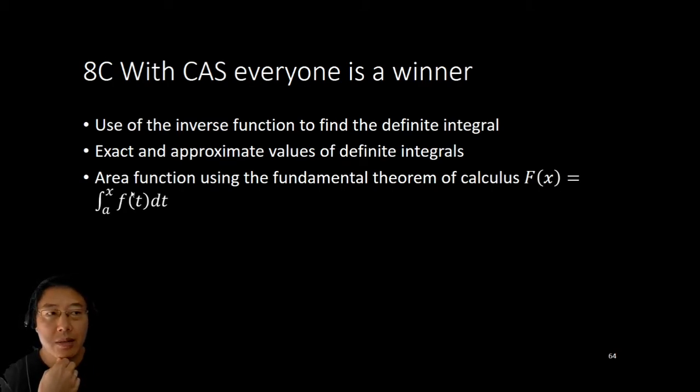With the CAS, most of the time you will get an exact value. If not, then you end up with just an approximate. You can also define an area function, so capital F in terms of x, and that x variable is the upper boundary. And when you anti-differentiate, don't forget to change the variable name to t or u or anything else, as long as it's different from x.